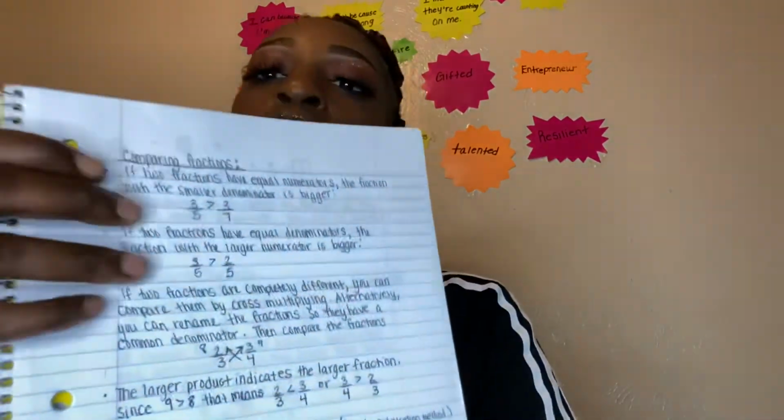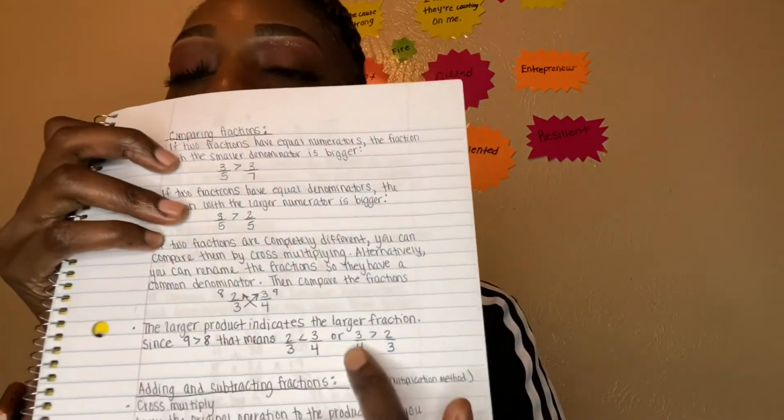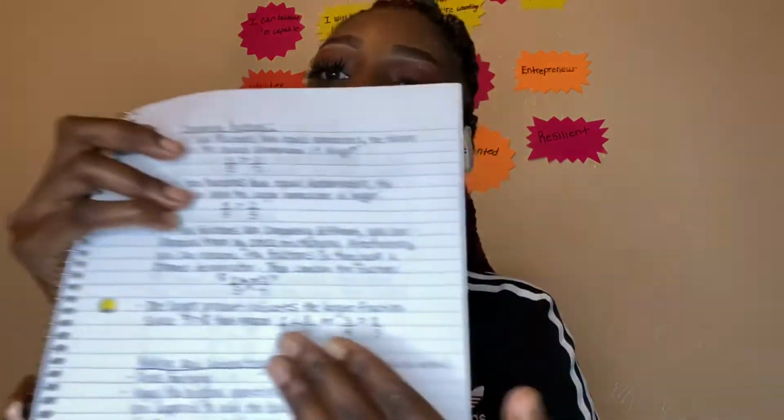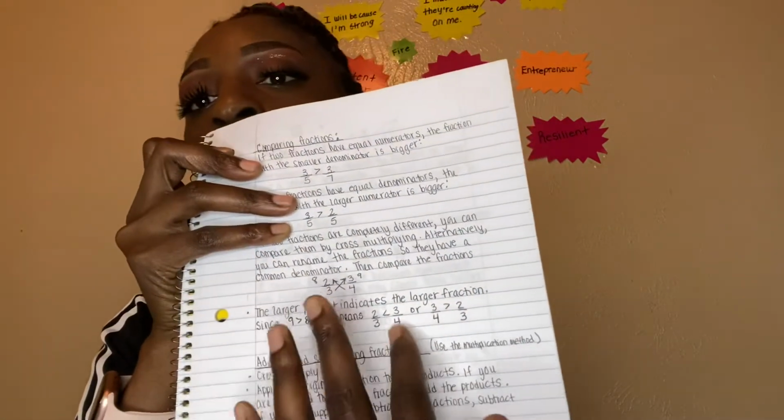Since 9 is greater than 8, that means 2/3. And then you have the 3/4, and then you have those numbers right here. And going back up to this one, I didn't go into detail. Whenever you are cross multiplying, you're just going like that, going up one way and going the other way.